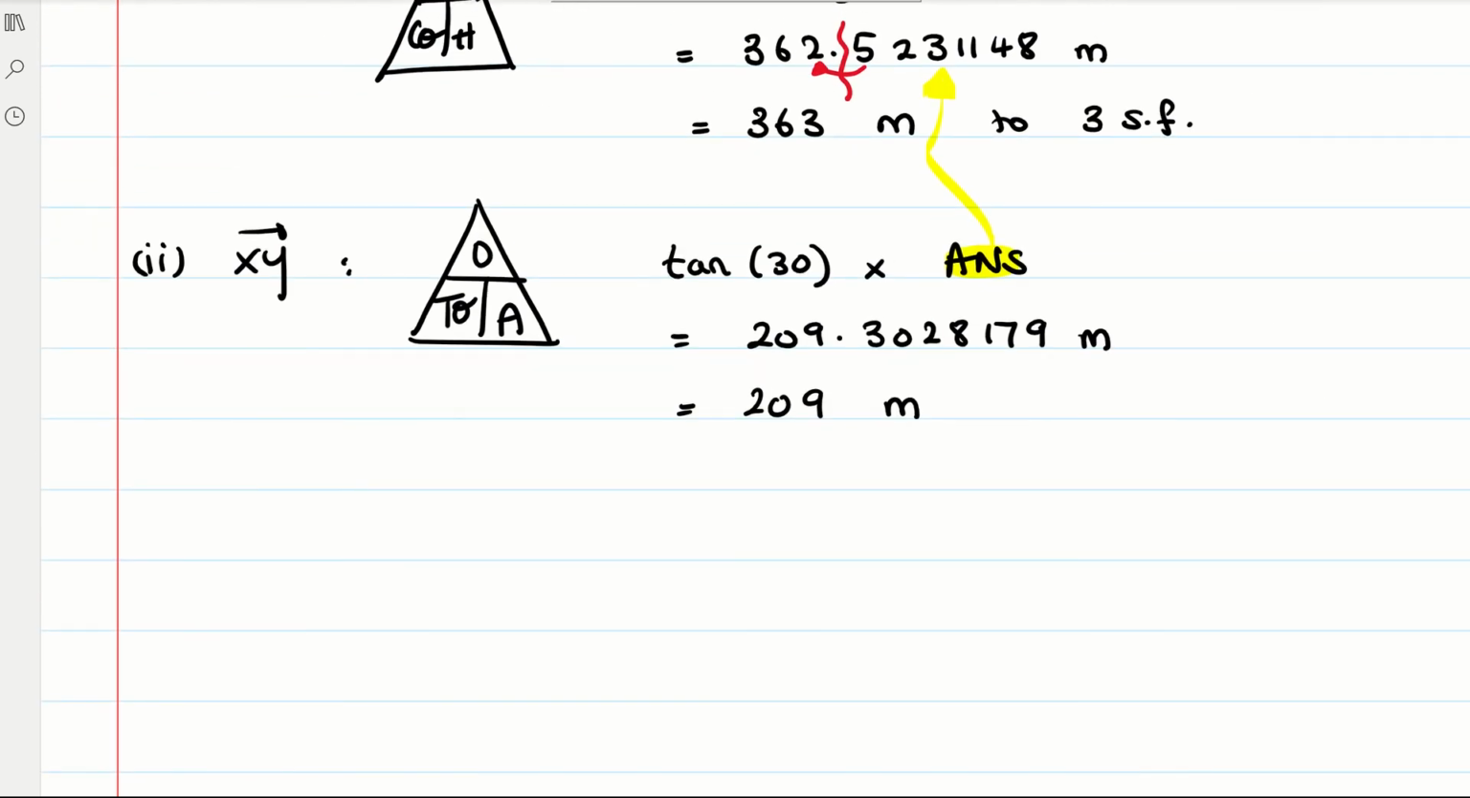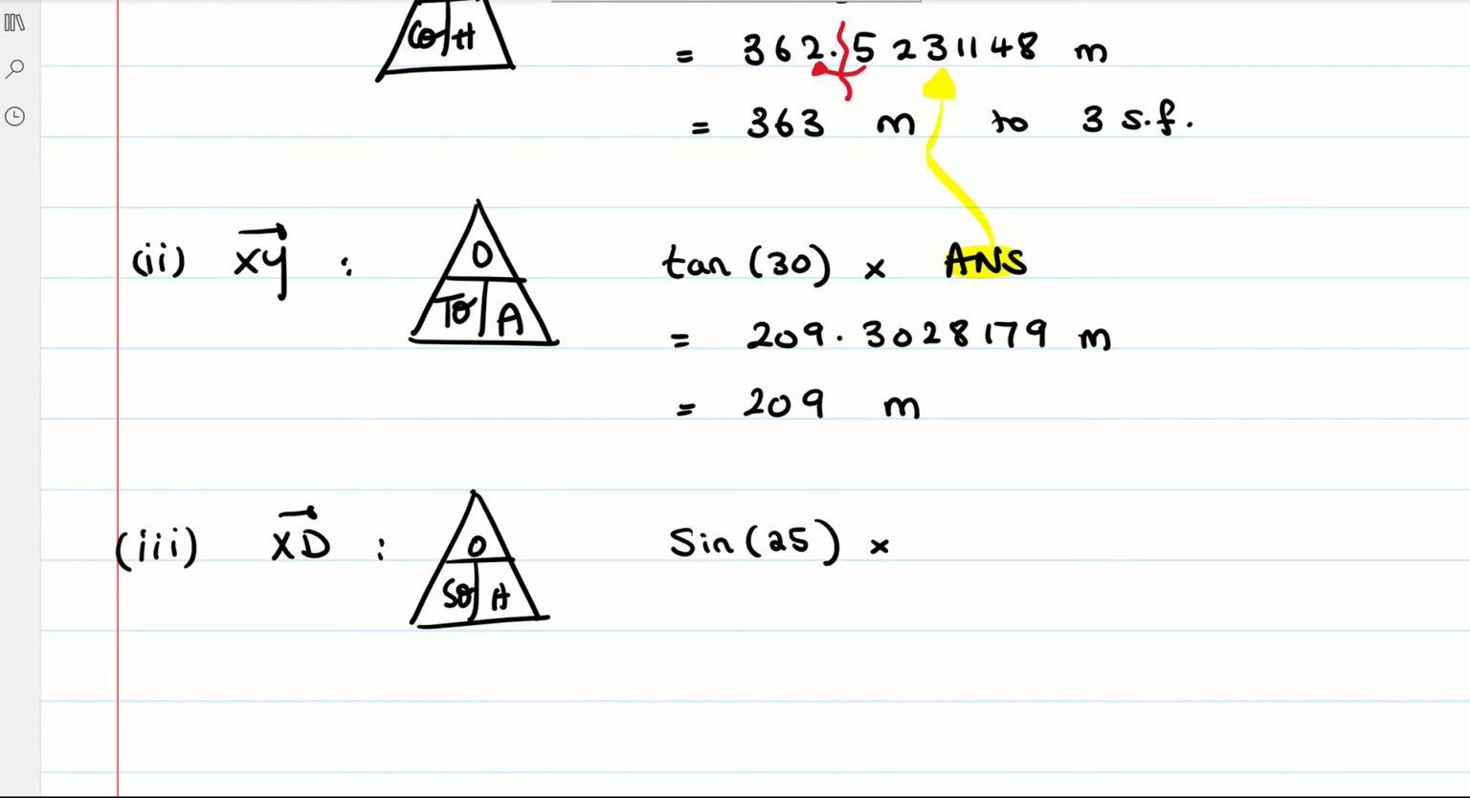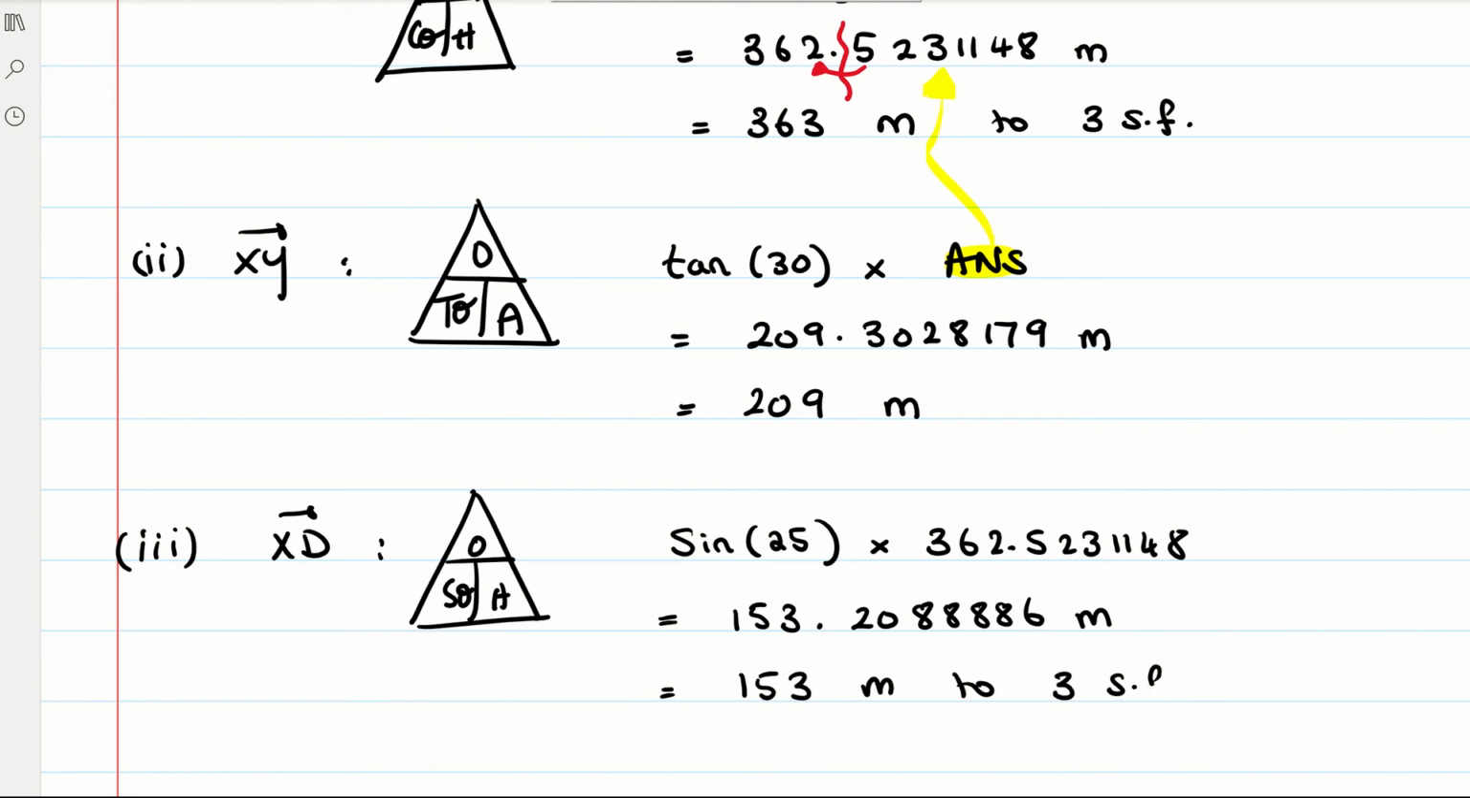So the distance XD, I'm using sine, and I want to find the opposite, so I need to do sine 25, and this time you have to write it all out: 362.5231148, because it's not saved on your calculator anymore. And that gives us 153.2088886 meters, which is 153 meters to 3 significant figures.